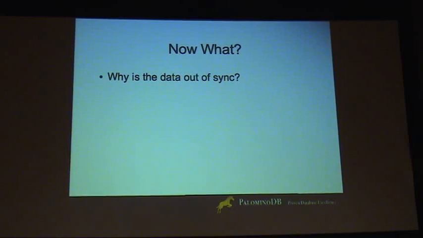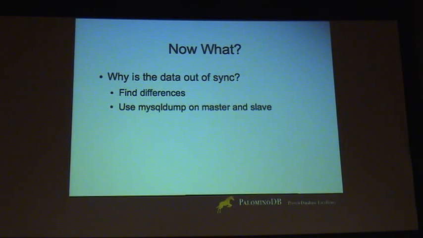So now what? So we have the data. We know there's some data out of sync. This database and this table has 50 rows different. Now what do we do? Well, I like to figure out why the data is out of sync. So I will actually go and find the differences by doing a MySQL dump on the master and slave using the --where clause. You basically take this chunk, this ID, I do it on the master and the slave, and then I do a diff of the file.